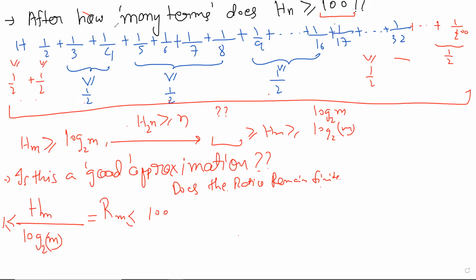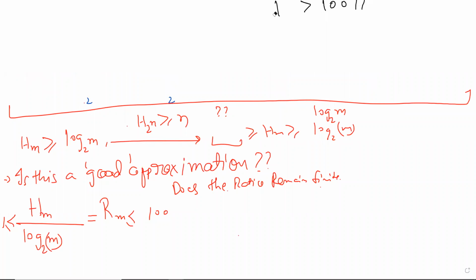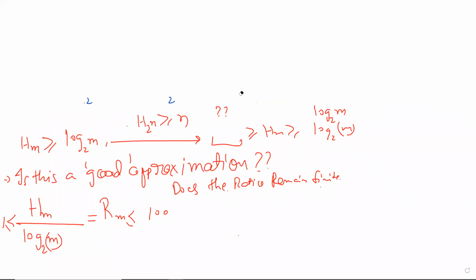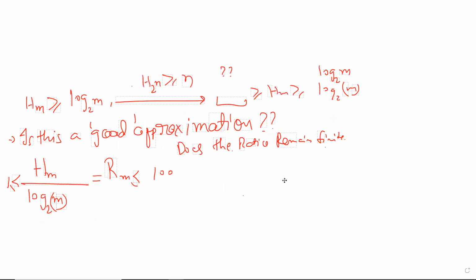Is there an upper bound? And the answer is yes. There is an upper bound again in terms of log. Okay, so let's see what that is. Till now we had a lower bound in terms of log, right? If you add 2 to the power n terms, then it is at least n.